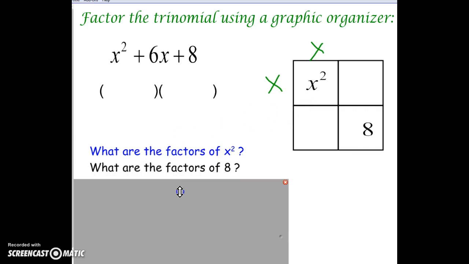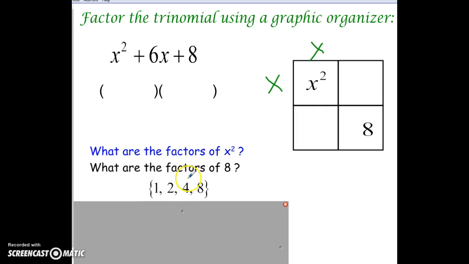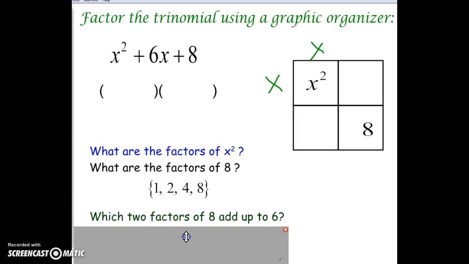Then think of my factors of 8. Well, I can multiply 1 times 8 or 2 times 4, and that's it. That's what we did our practice with factors in class. So of my factors of 8, which of them would add up to 6? Well, 2 and 4. So I can put a 2 here and a 4 here.